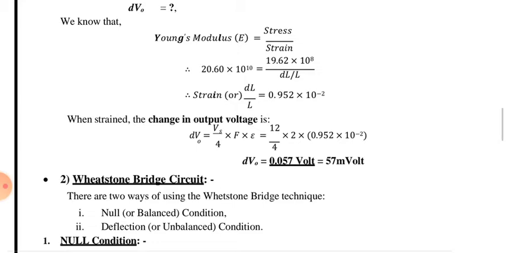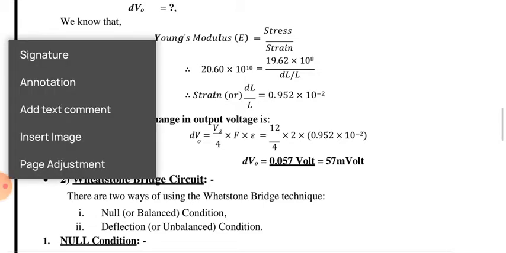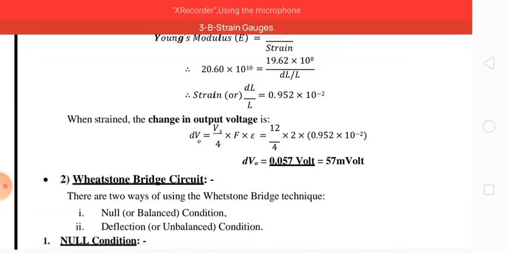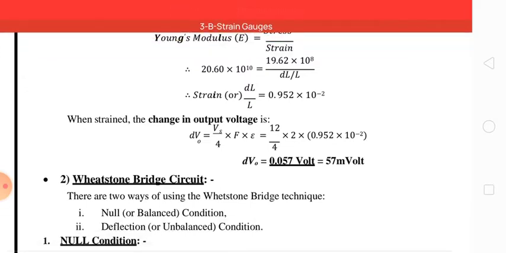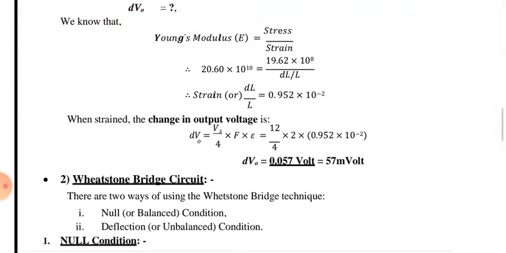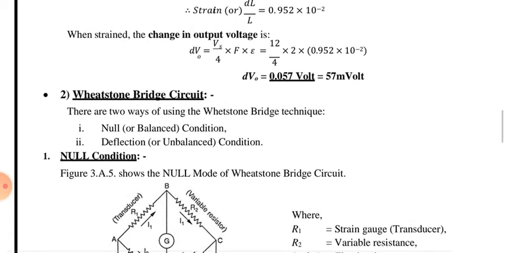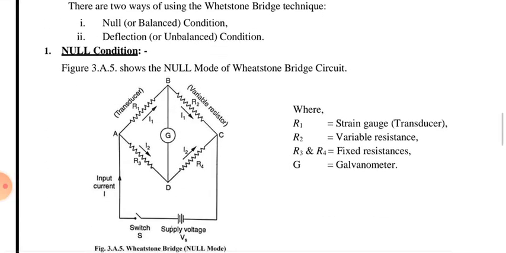The next circuit we will have to understand is the Wheatstone bridge circuit. You have studied the Wheatstone bridge circuit in 12th standard also. In the Wheatstone bridge circuit there are four limbs of resistances. There are two ways of using the Wheatstone bridge technique: null or balanced condition, and deflection or unbalanced condition. So first we will go with the circuit.